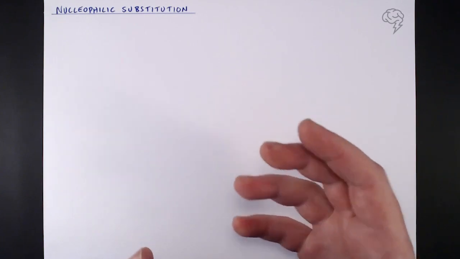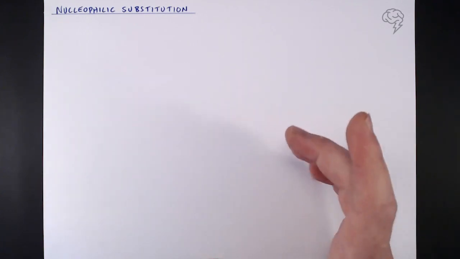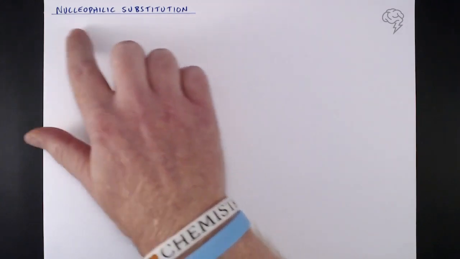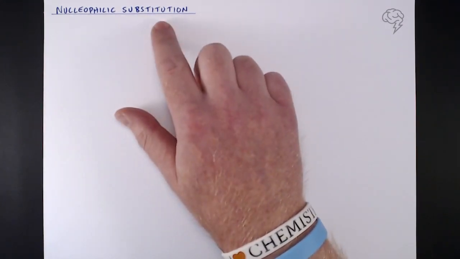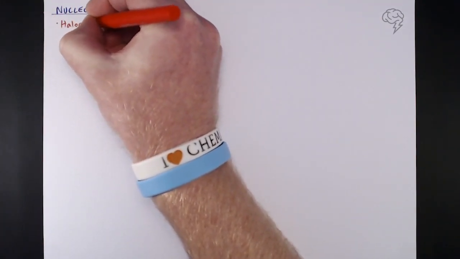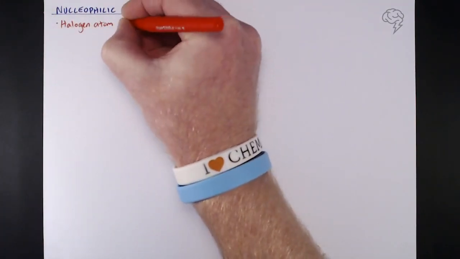Halogenoalkanes could undergo a couple of different reactions, and you do need to know the mechanisms for them. This is the first one. This is nucleophilic substitution. Now, this describes perfectly what's happening here, and that is that the halogen atom is substituted for a nucleophilic group.